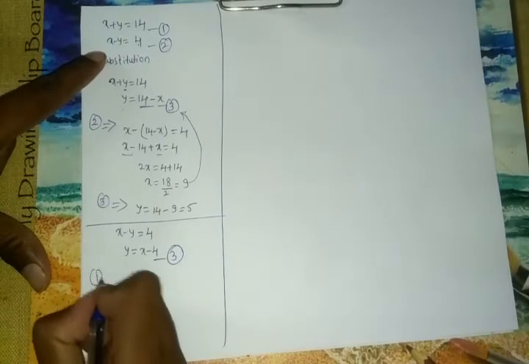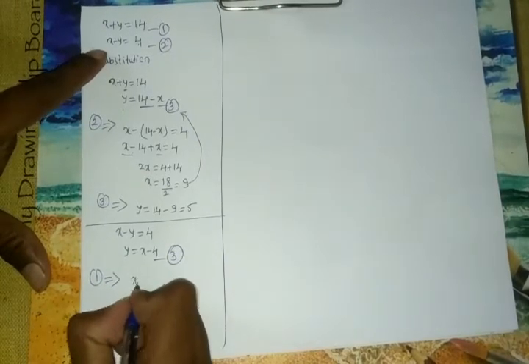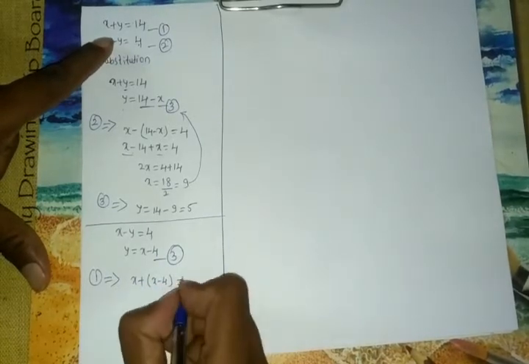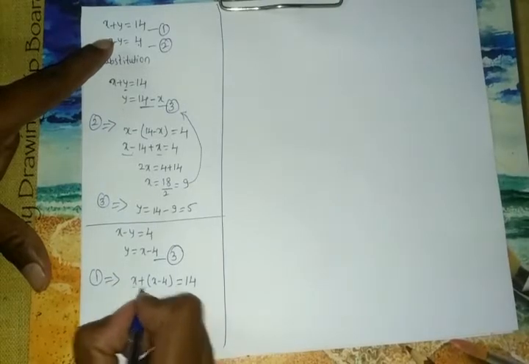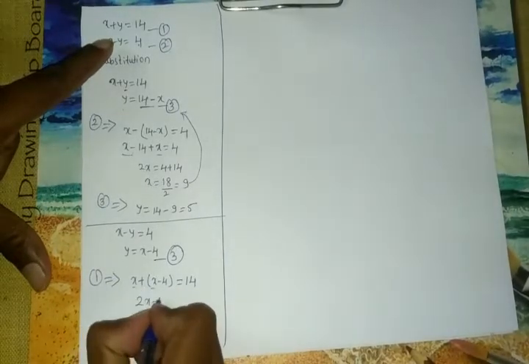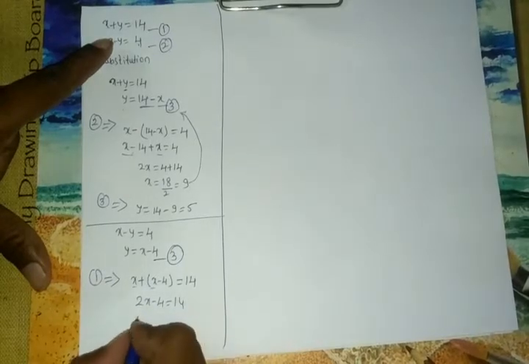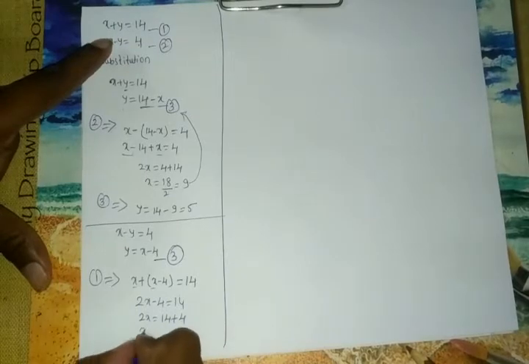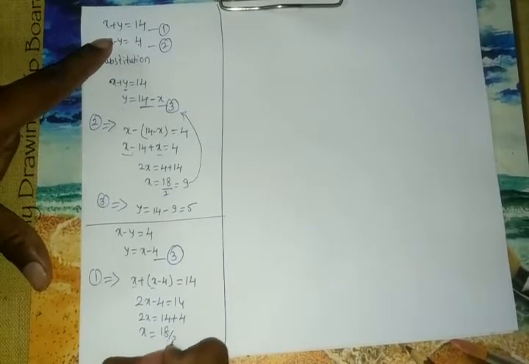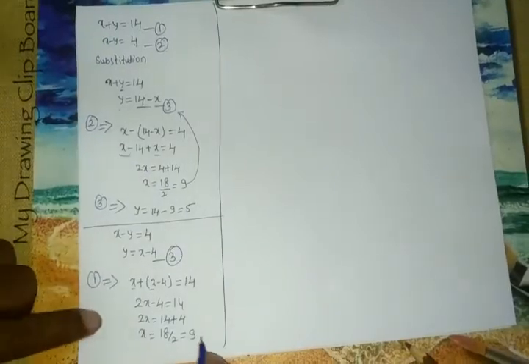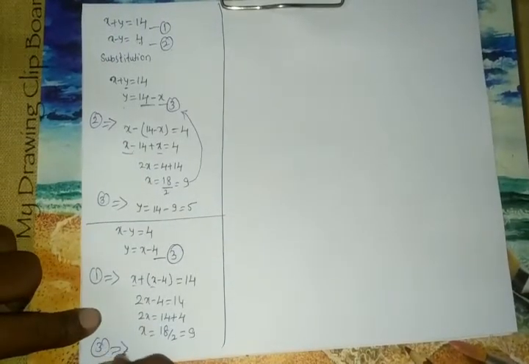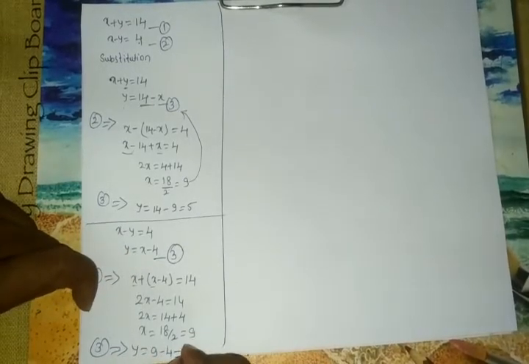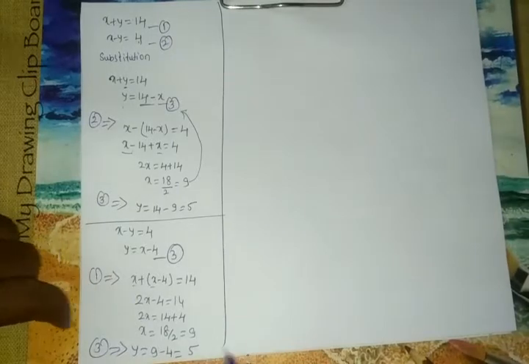So equation 1, it will become x plus y is again x minus 4, which equals 14. So open the bracket, x plus x, it is 2x minus 4 equals 14, or 2x equals 14 plus 4, or x equals 18 by 2, which is again 9. Now substitute this in equation 3. So y equals, x is 9 minus 4, which is 5. We'll get the same answer.